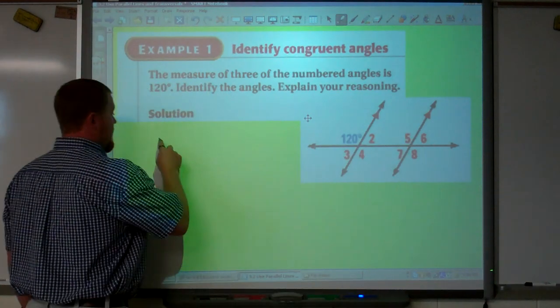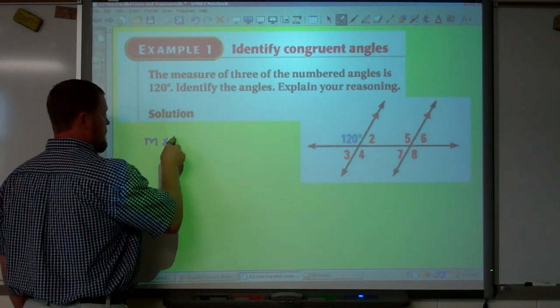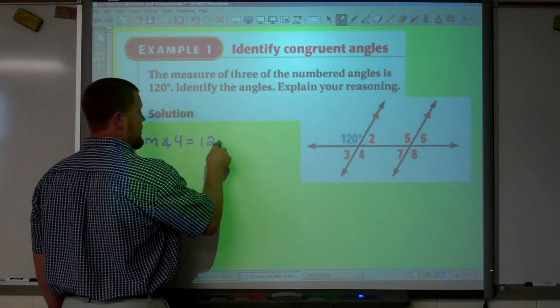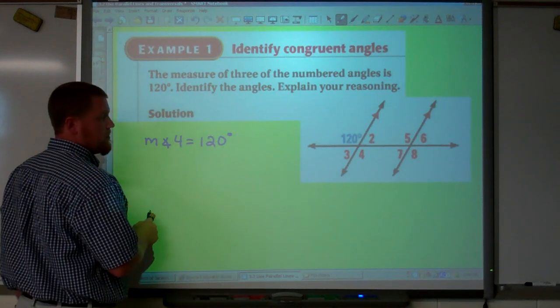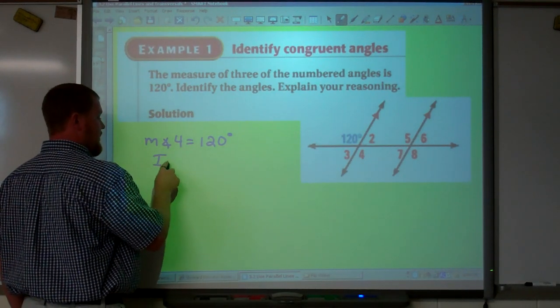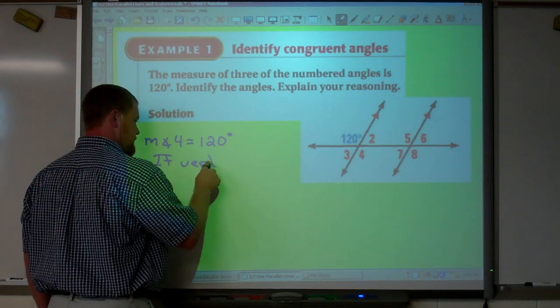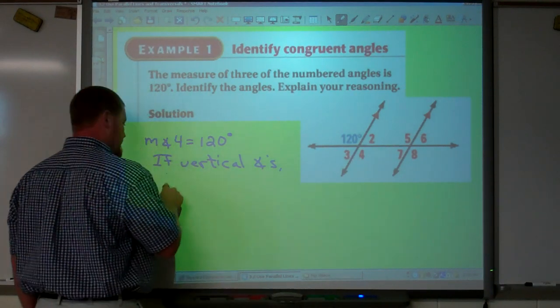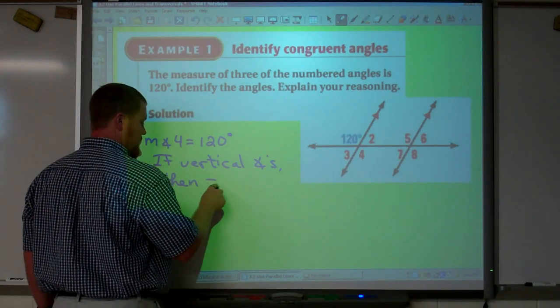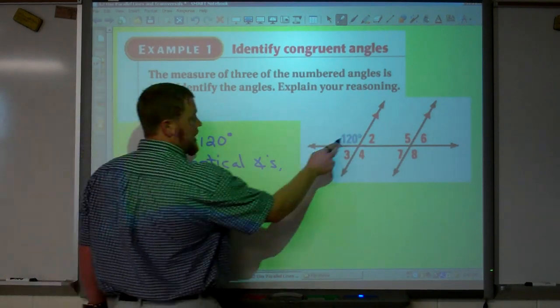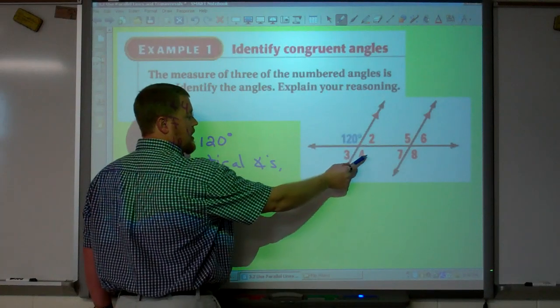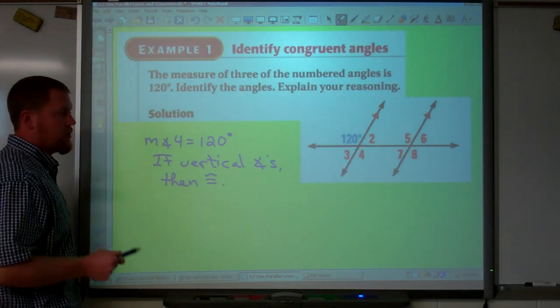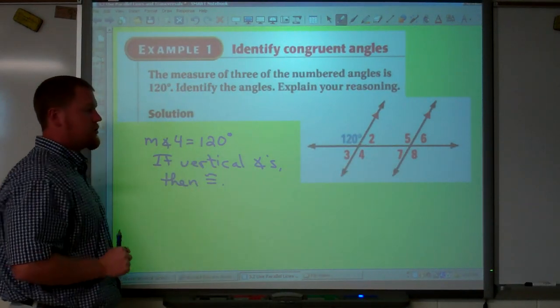First one, the measure of angle 4 is 120 degrees. Now why? Because if vertical angles, then they're congruent. The 120 degree angle and angle 4 are vertical angles, so they're congruent. So the measure of angle 4 is 120 degrees.